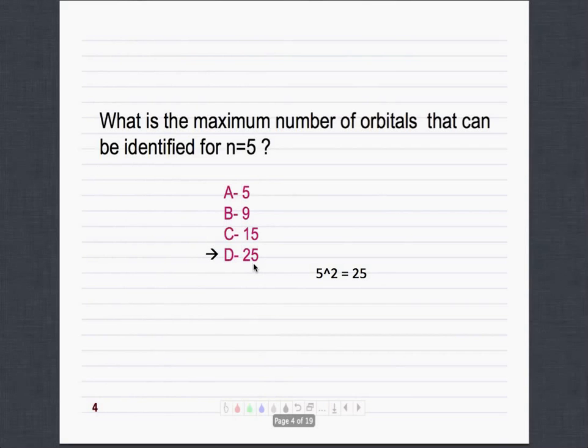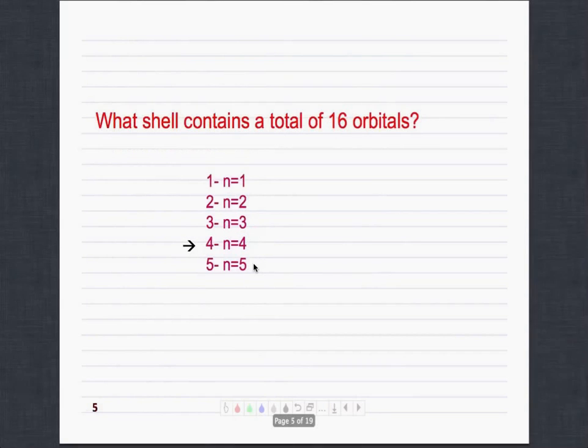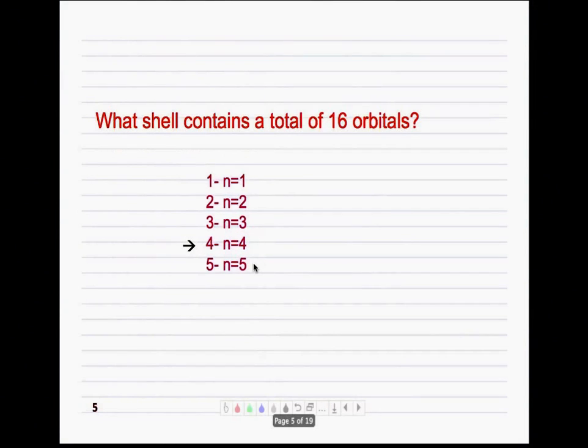Okay, so let's do one more. And this is numeric, so sorry, refresh again. What shell contains a total of 16 orbitals?